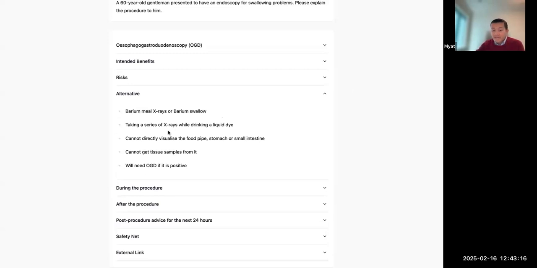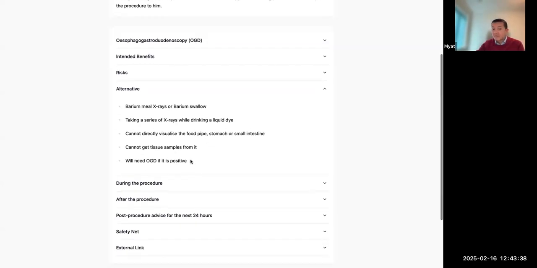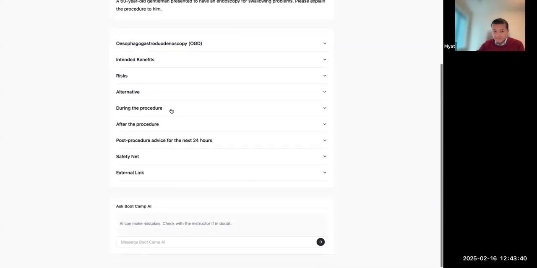We are taking a series of X-rays while you are drinking a liquid dye that is visible on the X-rays. Of course, we cannot directly visualize the food pipe or the small intestine, and more importantly, we won't be able to get tissue samples from it. If it's positive, you would probably need to undergo OGD anyway. So it's better to have the OGD in the first place.